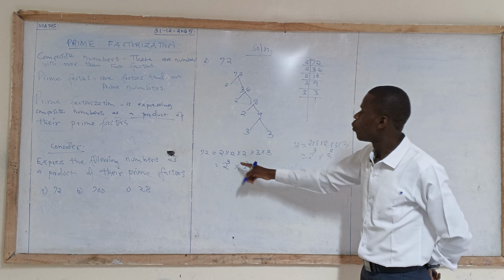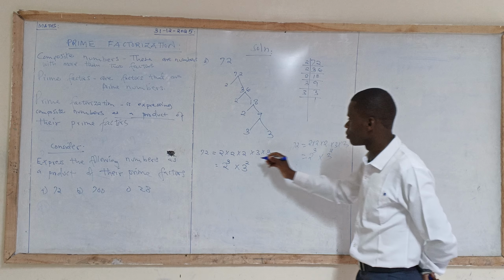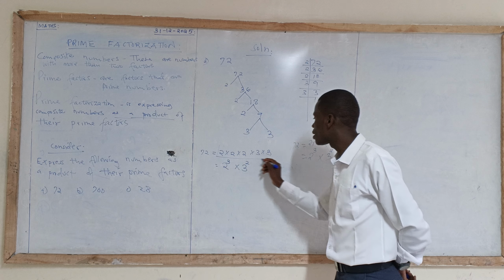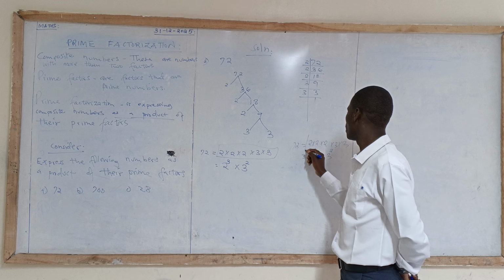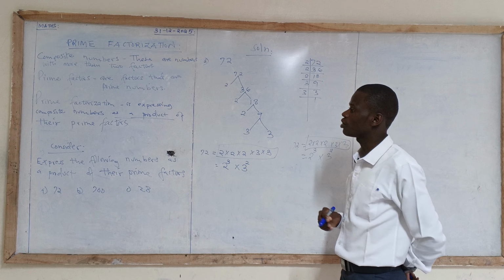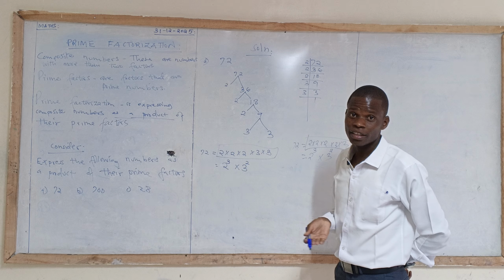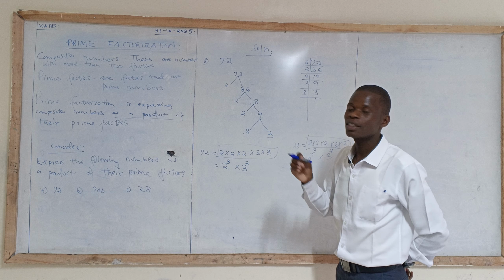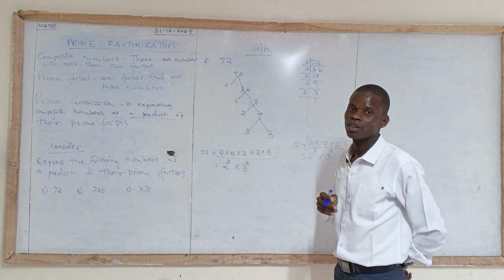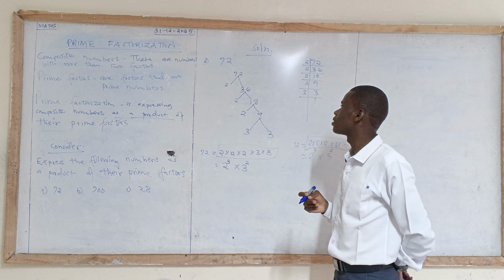When we do it like this, we say that we have expressed 72 as a product of its prime factors. This is what we call prime factorization. It is not rocket science. It is just applying prime numbers and factors to deal with composite numbers.